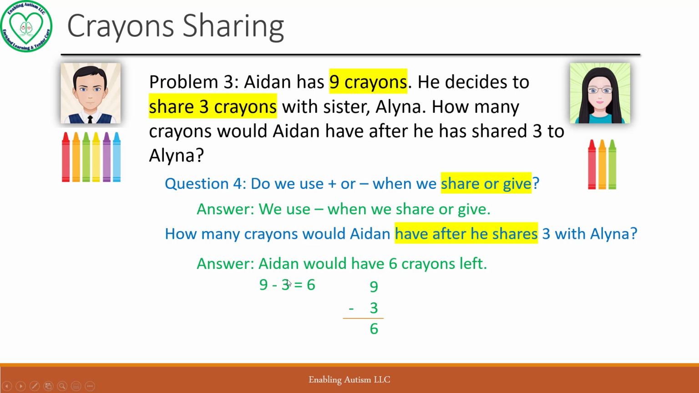We can write this expression here with the 9 on top, the minus sign, and then 3. 3 here is the number of crayons that Aiden shares. Let's take away 3. Draw the line, equals 6. These are the same thing, but just being expressed differently.